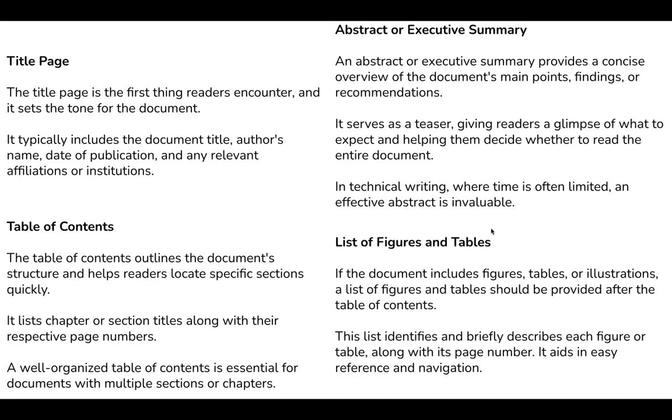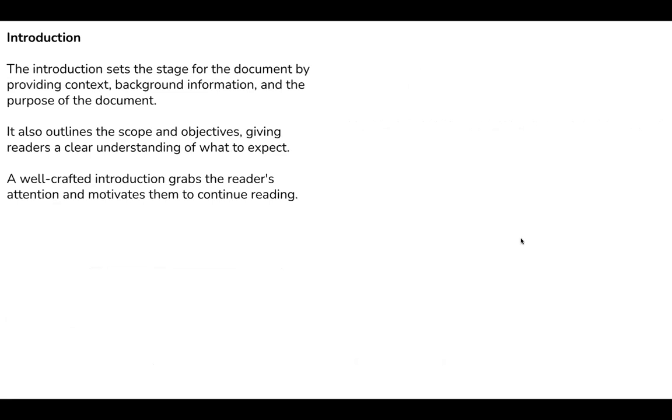So the list of figures and tables identifies and briefly describes each figure or table along with its page number and other details, maybe labeling and that. So it aids in easy reference and application of the document. So the next one is the introduction. The introduction sets the stage for the document by providing context, background information, and the purpose of the document. It also outlines the scope and objectives, giving the reader a clear understanding of what to expect.